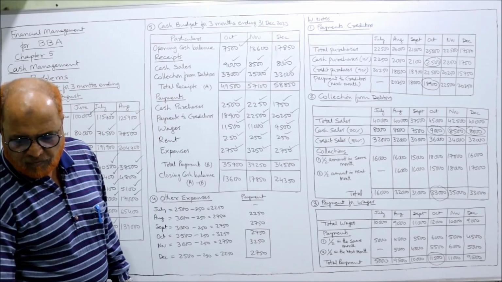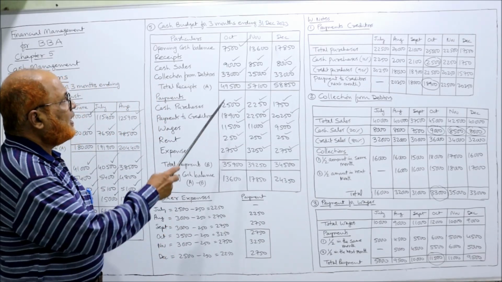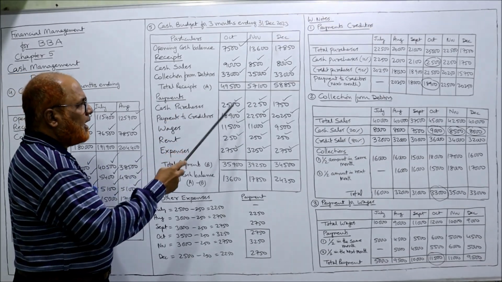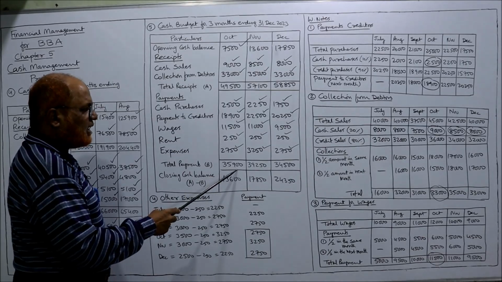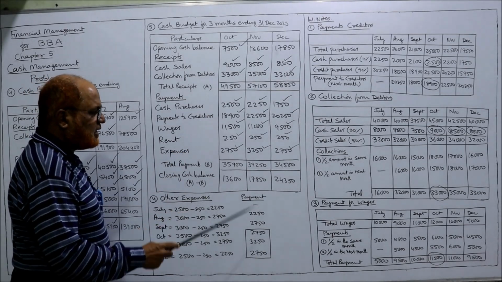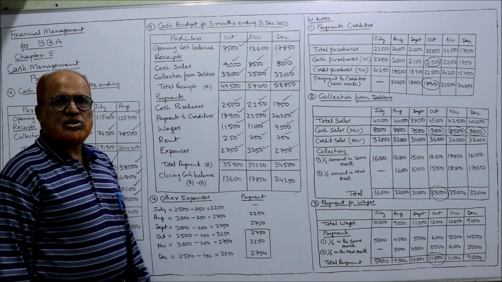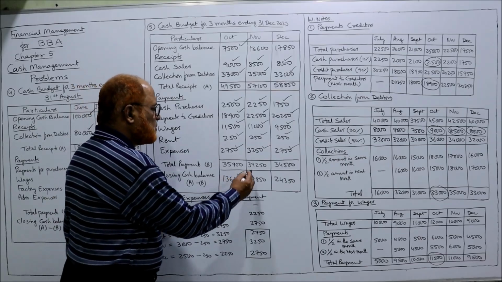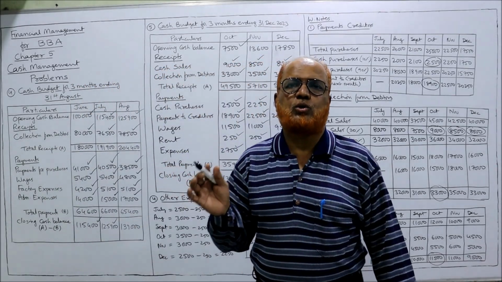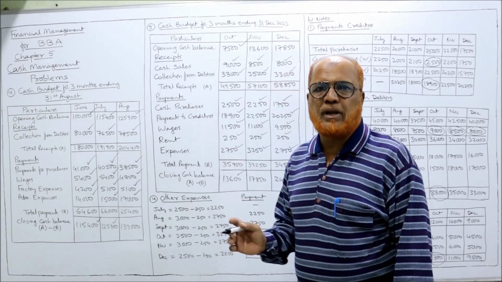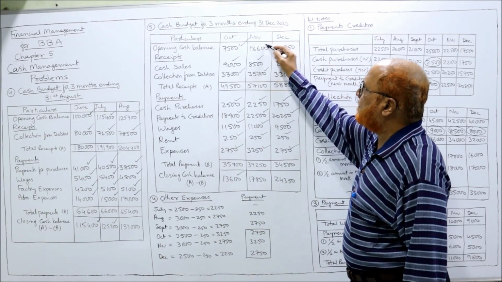Now simply we have to find out the total. Here October total is 49,500 and the total of payment is 35,900. So 49,500 minus 35,900, you will get 13,600. This 13,600 is the closing cash balance of October. And this closing cash balance will become opening cash balance for November.